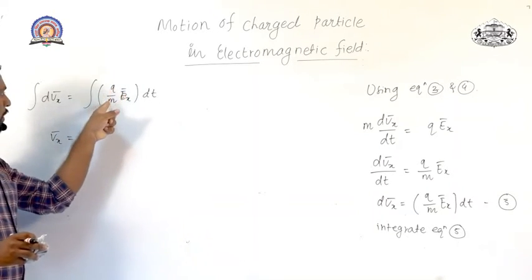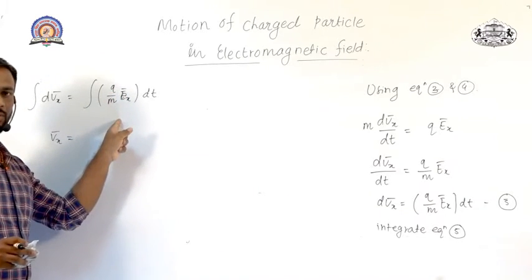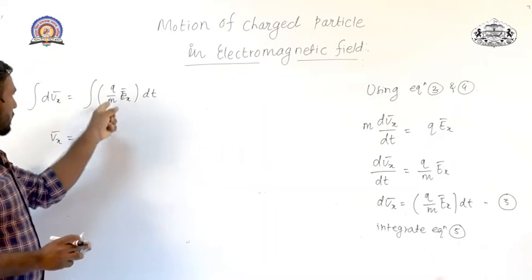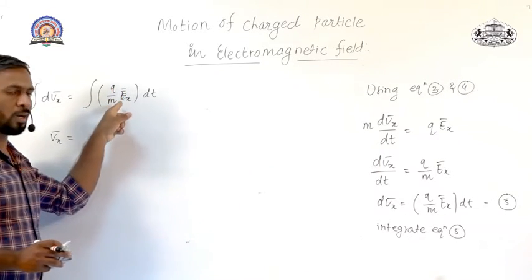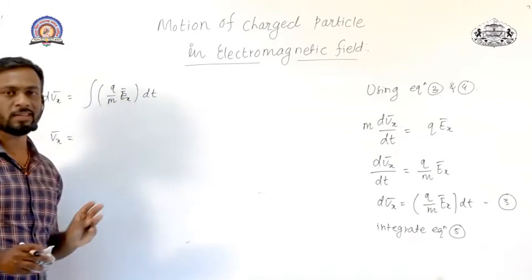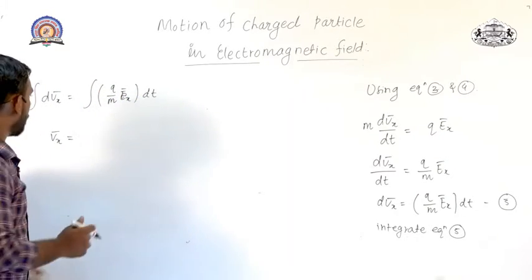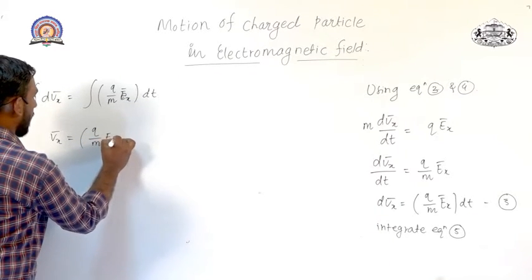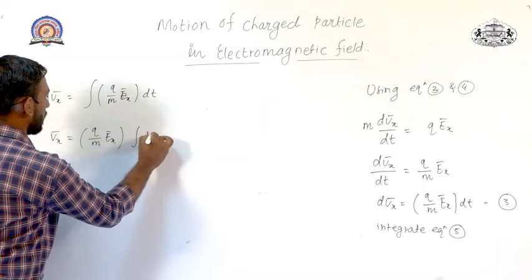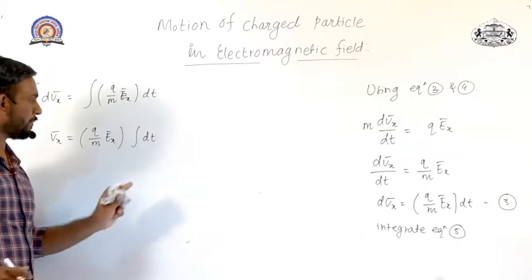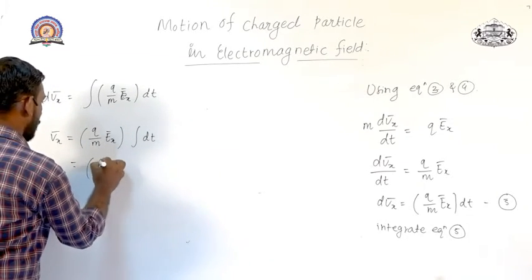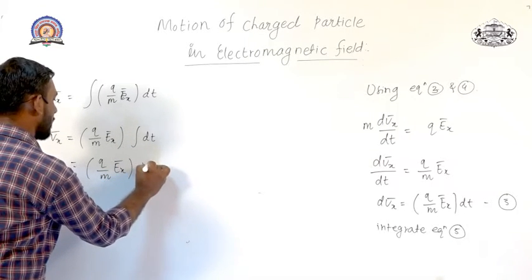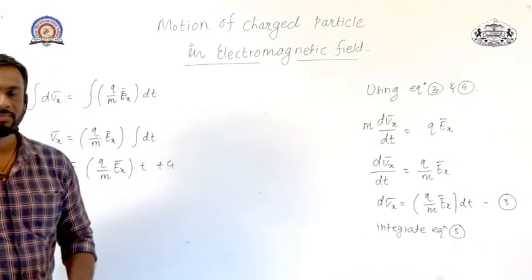Look at these three terms: q, m and Ex. Among these three terms, which quantity is time dependent? None of these. q does not depend on time, mass does not depend on time, and the electric field also does not depend on time. So keep them outside the integration: q upon m Ex integration of dt. And what is the integration of dt? t. So q upon m Ex into t plus some constant of integration, let's say c1.